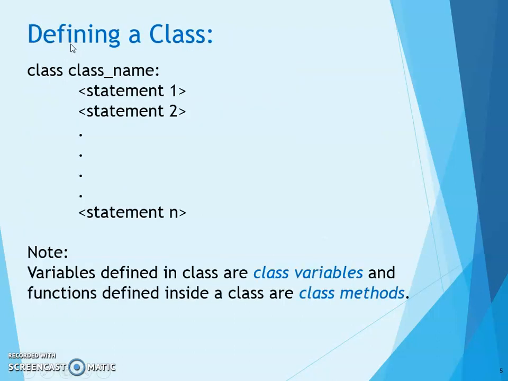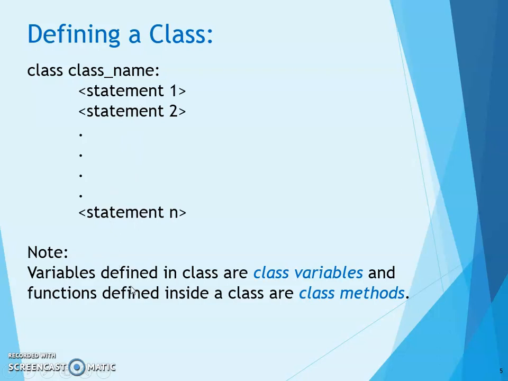Now, we'll see how to define a class. So, class definition starts with the keyword class followed by the name of the class and colon. So class followed by class name and colon. By proper indentation, we have to write down all these statements, that is class variables and class methods, with proper indentation.